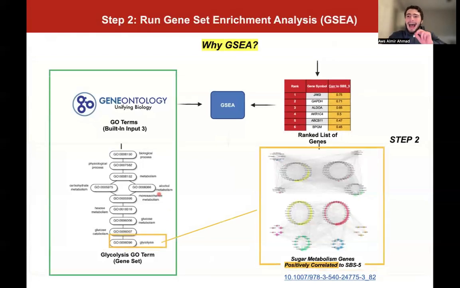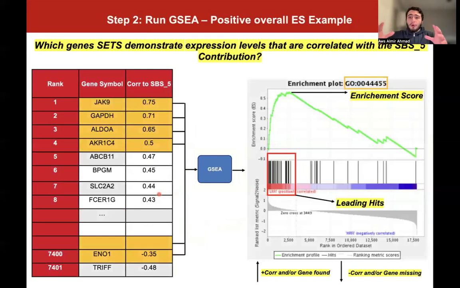But the question is, how does GSEA give an overall correlation value to a group of genes, some of which might have negative correlation values? It goes for a hike. There are two rules for this hike. One is, if the GSEA software finds genes under the GO term in the list, then it goes up. If it does not find genes that are under the GO term in the list, then it goes down. If it finds the gene and this gene is positively correlated, like JAK9 in this case, it goes up. If it finds a gene like ENO1, but it is negatively correlated, then it goes down.